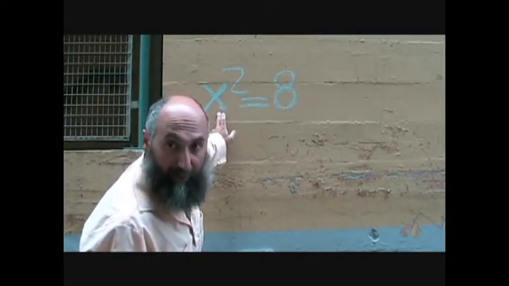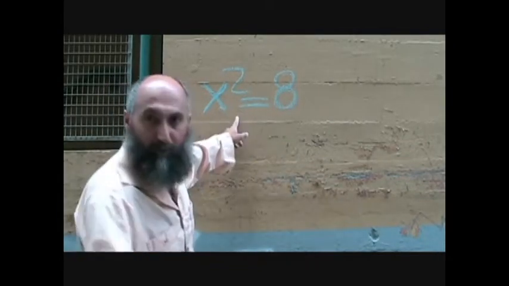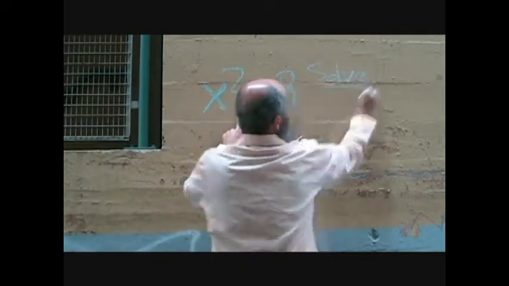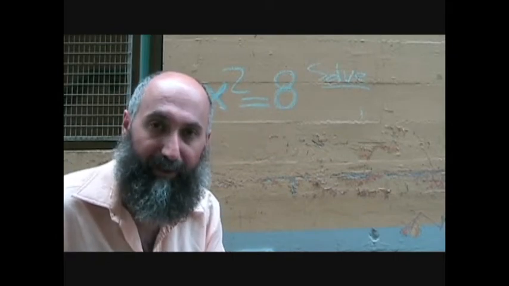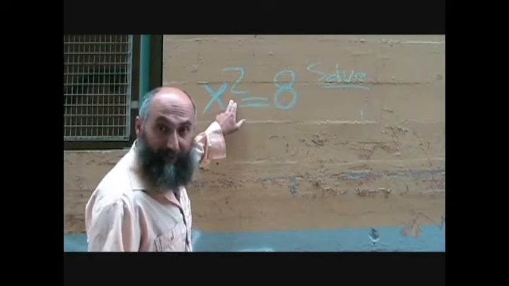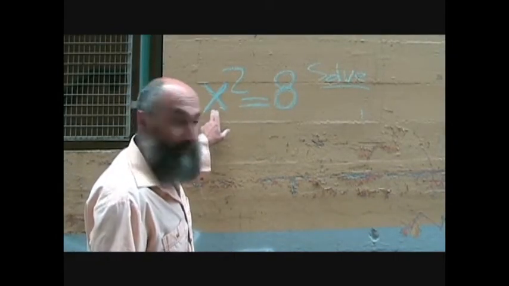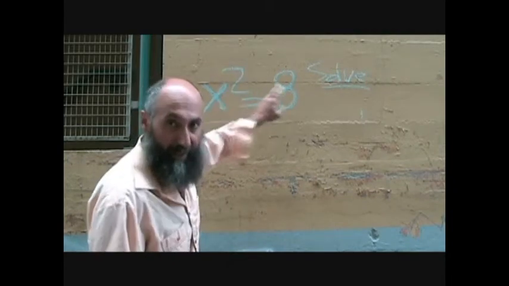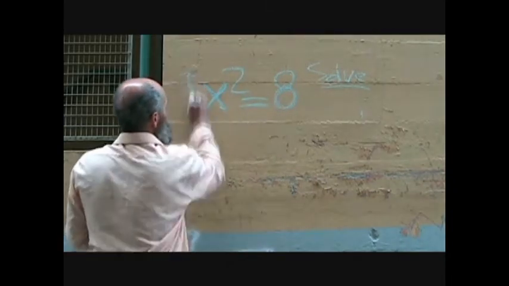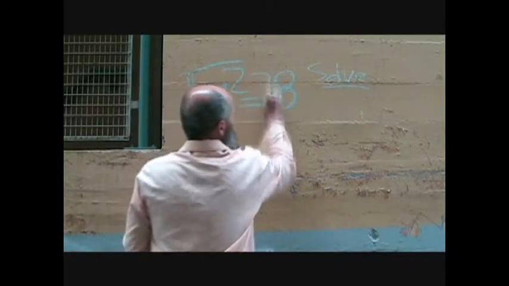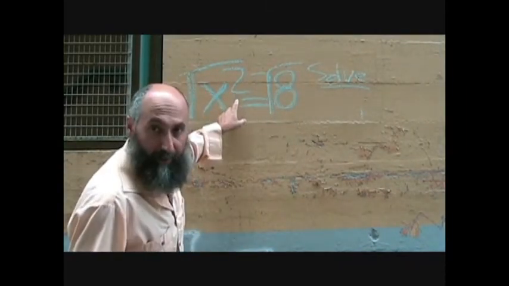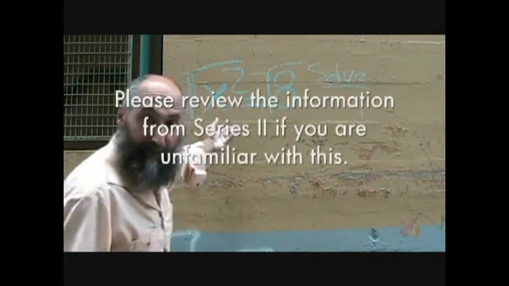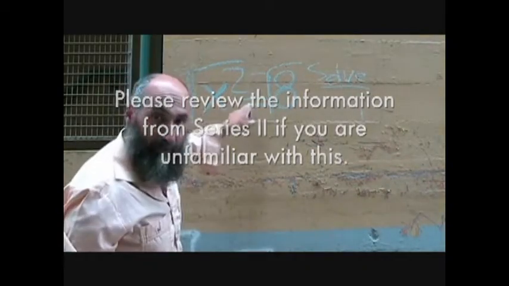Now, if they say solve for this, the question would be solve. So to get rid of the squared, we have to take the square root of it. If you want to get x by itself, you take the square root of one side, and you have to take the square root of the other side. Now, the square root of x squared, again, this is Series 2, should also equal x, plus the square root of something 2 or just 1.